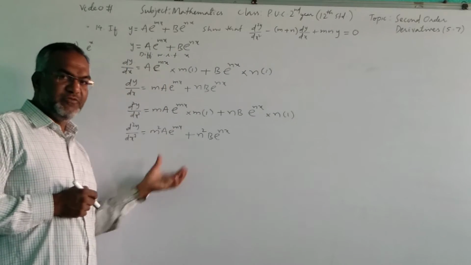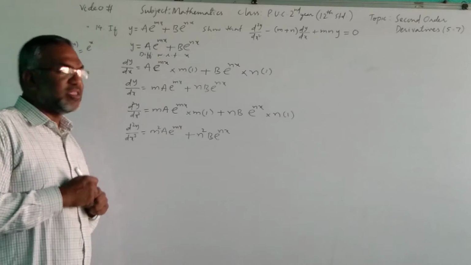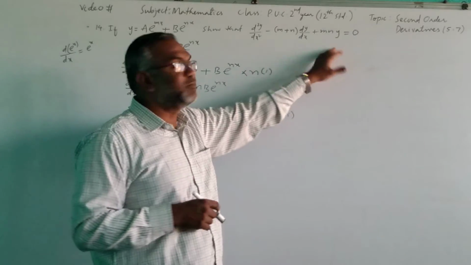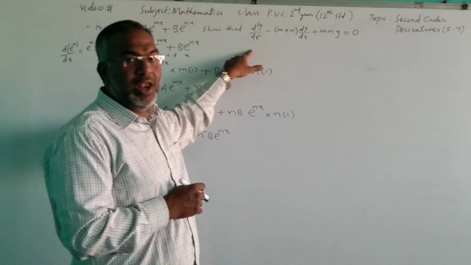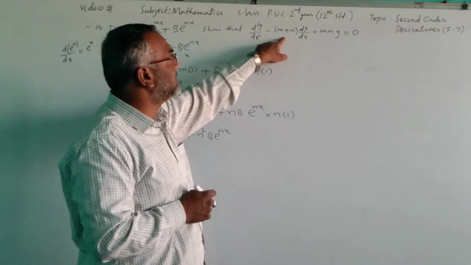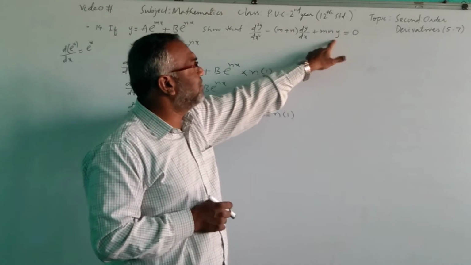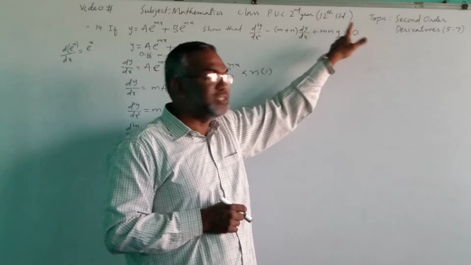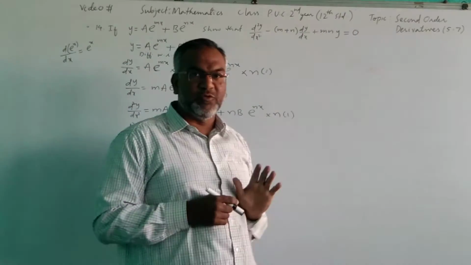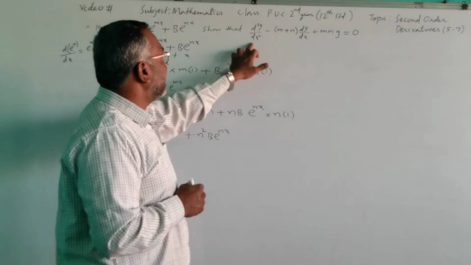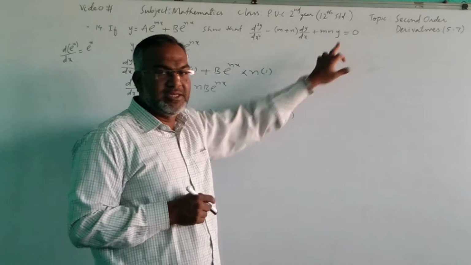We can get it if we do something. The easier way is to take this equation. We have to prove that the LHS, d square y by dx square minus (m plus n) into dy by dx plus mny, is equal to 0. This we have to prove, right? For that, take the LHS.